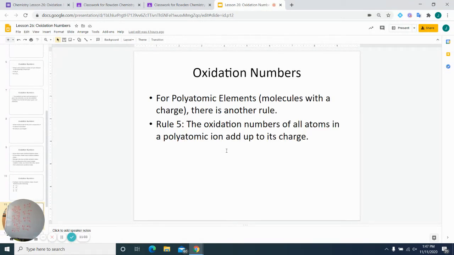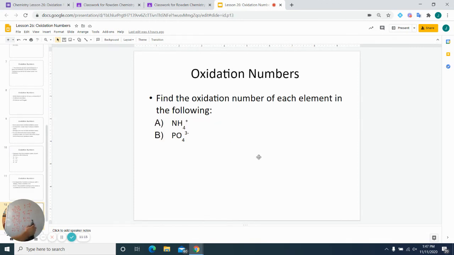Okay, and then the last rule is that if the polyatomic ion is charged, then the oxidation numbers, rather than adding up to 0, have to add up to that charge. So let's do 2 examples, and then I'll be done going over this. You can work on the assignment, and to keep this one from being too long, I'll have a second video attached on the assignment where I just go through what answers you should have gotten. I won't work all of them out, but I will go over what the answers should be, so you can double check yourself. Okay, NH4 plus.